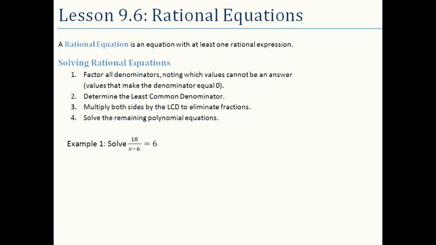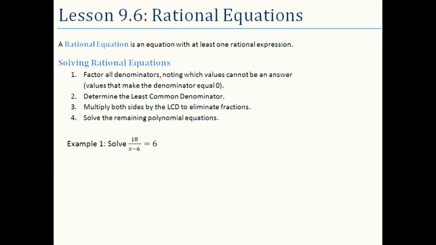The thing that makes rational equations a little bit more difficult to solve is the fact that they have a variable in the denominator. So what we're going to do is eliminate that by multiplying both sides by the least common denominator. So we have these steps here we can use to solve rational equations.